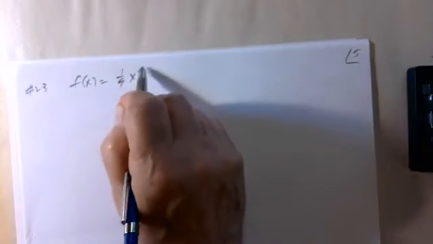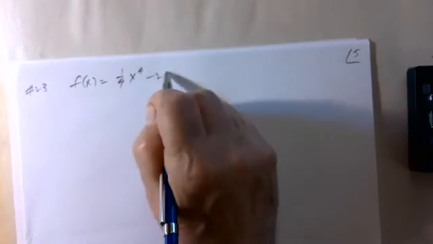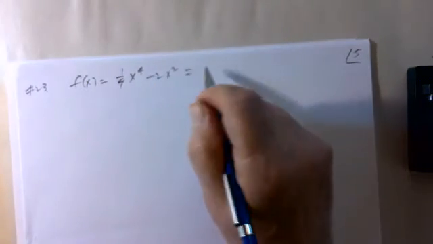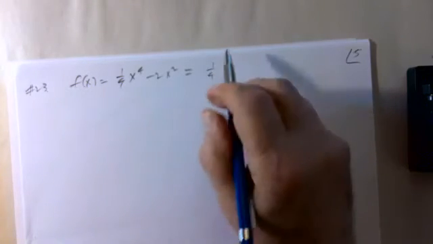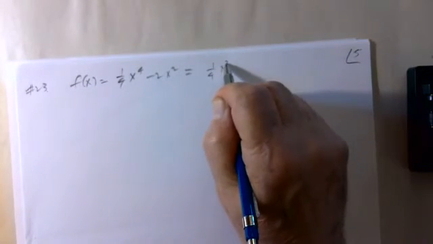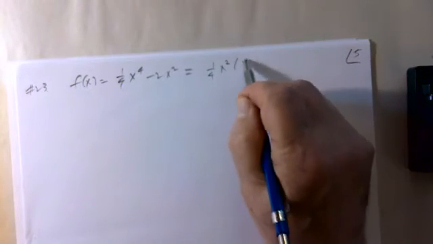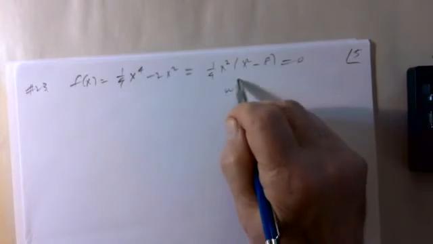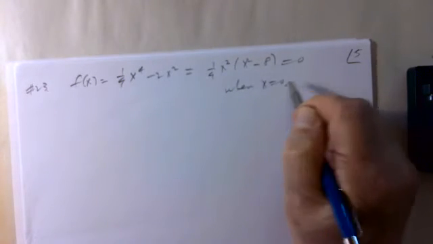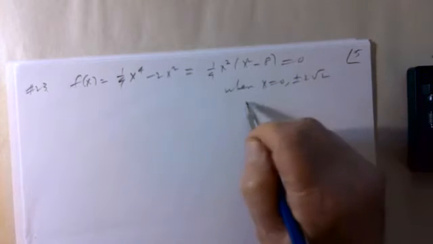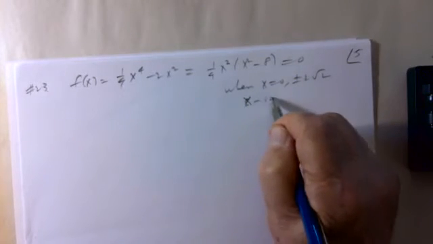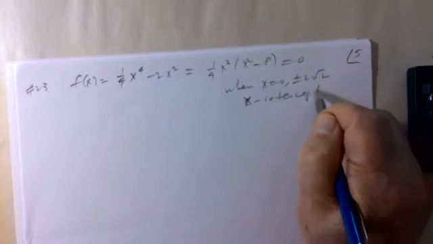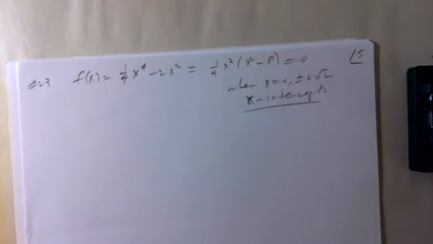F of x is a fourth x to the fourth minus 2x squared. If we want the x-intercepts, I just set this equal to 0, but this is 1/4 x squared times x squared minus 8. So this equals 0 when x equals 0 or plus or minus 2 root 2. And these are the x-intercepts. These are the places where the graph crosses the x-axis.